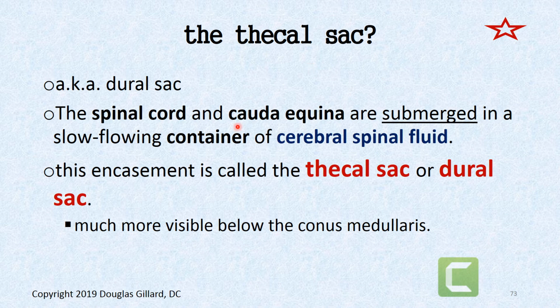So thecal sac: the spinal cord and cauda equina are submerged in a slow flowing fluid-contained sac called the thecal sac or the dural sac. What's the fluid in there? We already said cerebrospinal fluid. Right? Thecal sac is around the cervical spinal cord and the thoracic spinal cord. So it's definitely around.